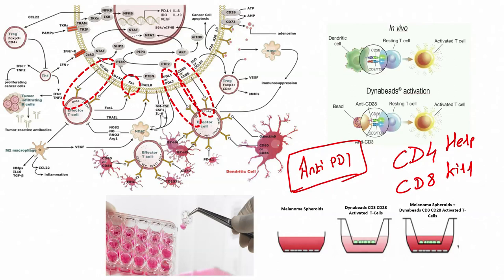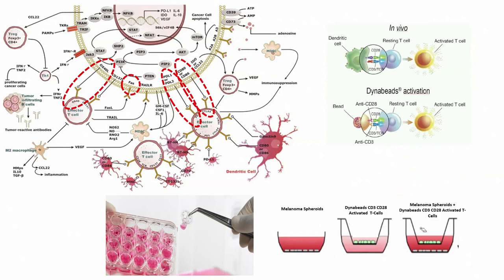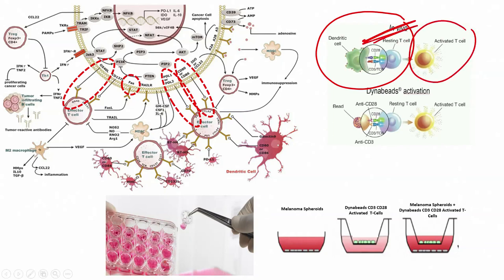Okay. Now, having said that, you see, in vivo, there is a dendritic cell, CD28 and CD3 TCR, there is a resting T cell. When there is this kind of communication between the dendritic cell and the resting T cell, the T cell gets activated. In vivo means within the body. So, if we want to perform a similar mechanism, we can use Dynabeads to activate these T cells. How? Dynabeads will have anti-CD28 and anti-CD3. So, this will again cause the resting T cell, which is our naive cell, to activate. This is just a mechanism, okay? That is the role of Dynabeads.